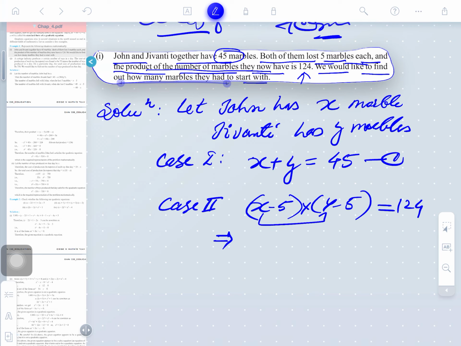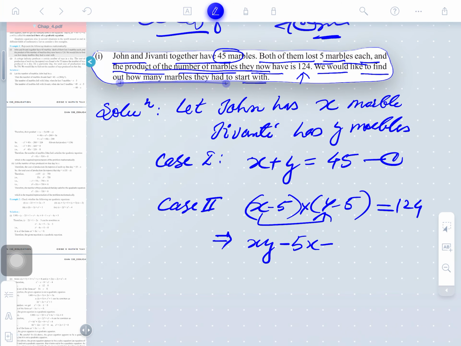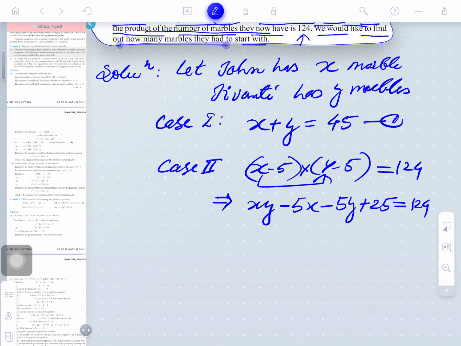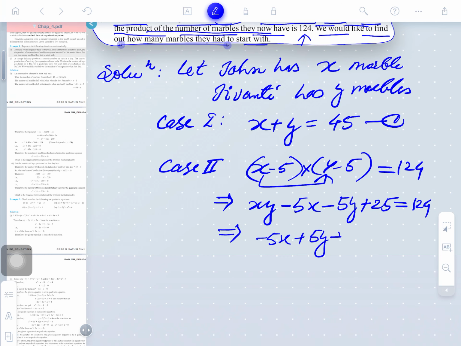What next is X into Y, okay, and X into 5 and 5 into Y and plus 25 is equal to 124. Clear? The next one: minus 5 of X, 5 of Y, okay, and here plus x of y, and this numerical is to be transferred here. So, 124, or also this can be brought here, clear.